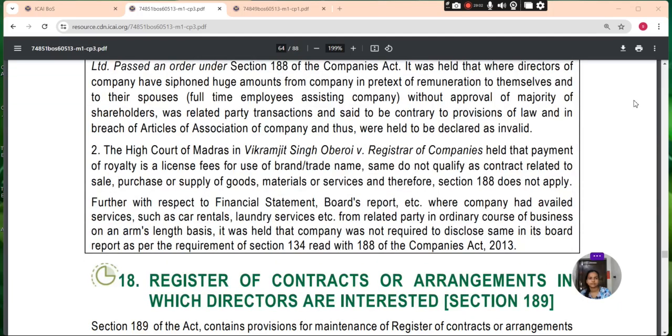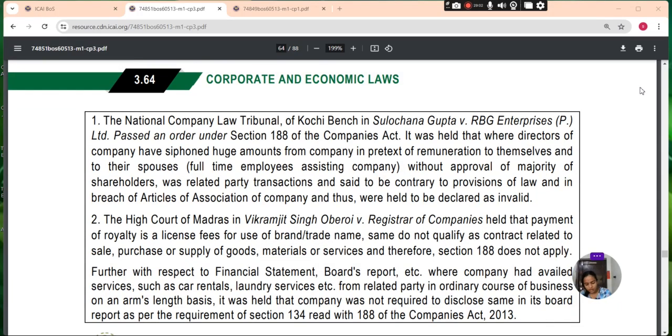जो नेशनल कंपनी लॉ ट्रिब्यूनल है, Kochi Bench in Sulojal Gupta versus RBG Enterprises Limited passed an order under Section 188 of the Companies Act. It was held that where the directors of a company have siphoned huge amounts from the company on pretext of remuneration to themselves and to their spouses, full-time employees, without approval of majority of shareholders, it was a related party transaction and contrary to provision of law and in breach of articles of association of the company, thus held to be declared as invalid.